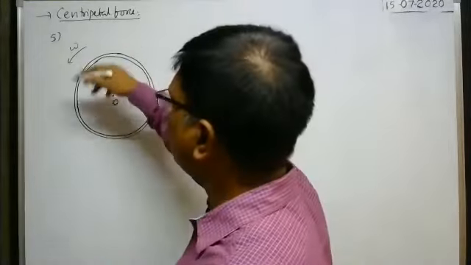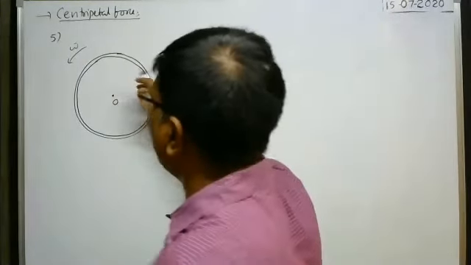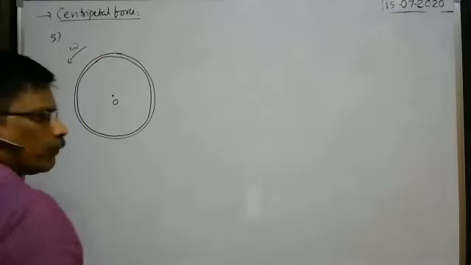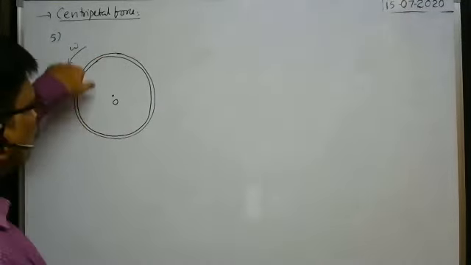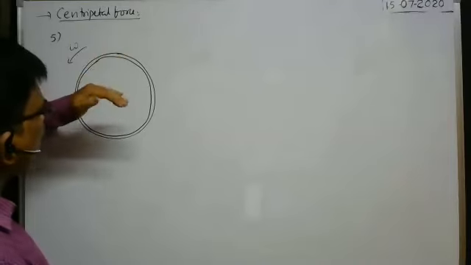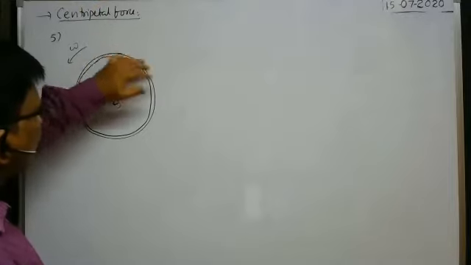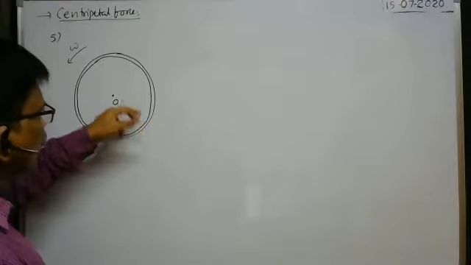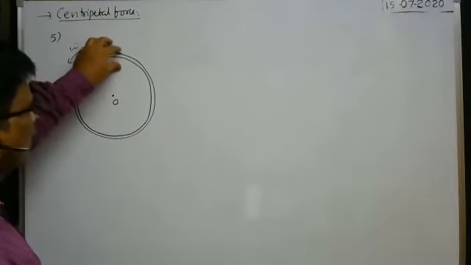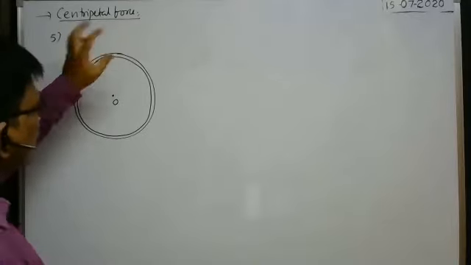When the rope is made to rotate, every element of the rope experiences the centrifugal force. That's why every element tries to move away from the center, because the body is not connected. Every part of the rope is not connected to the center by means of wires or strings. That's why every element of the rope experiences centrifugal force.